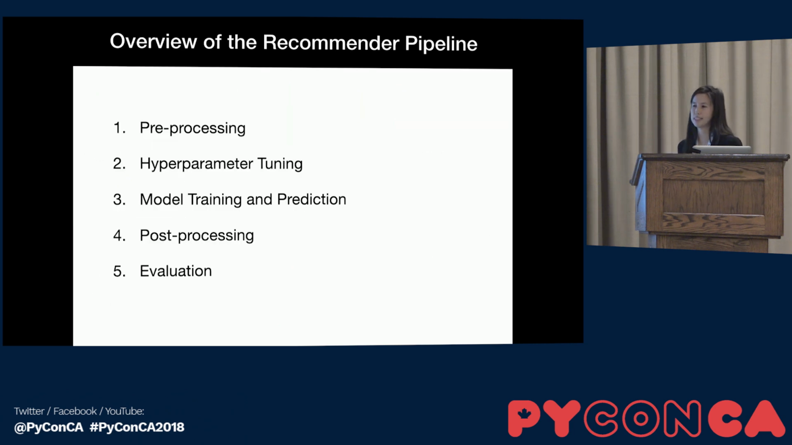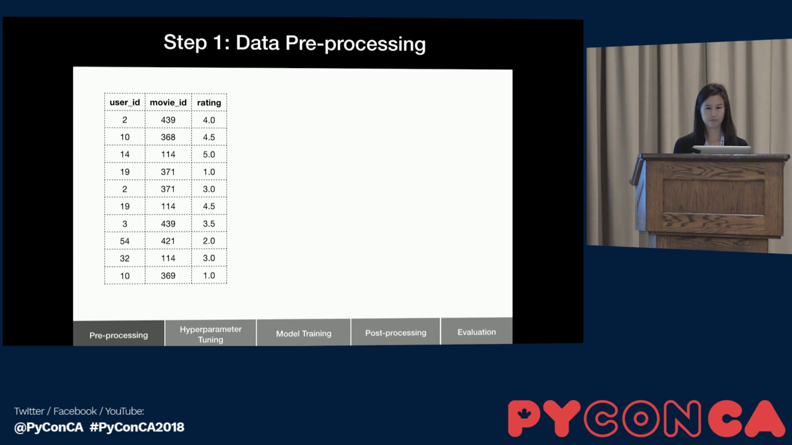So now that we have a better idea of what a recommender is, let's start with building our pipeline. I'll be walking through all of the 5 steps of this pipeline, which include pre-processing, hyperparameter tuning, model training, post-processing, and last but not least, evaluation. To continue with the movie example, we're going to be working with the data set that provides us with users' ratings of movies. So we don't know anything about these users, we don't know anything about these movies, we just have the ratings. This means we're going to be using collaborative filtering.